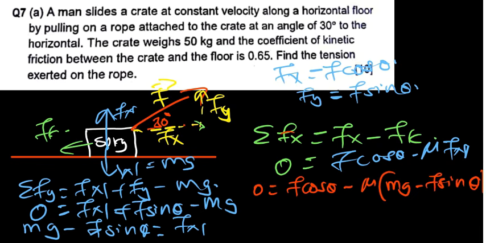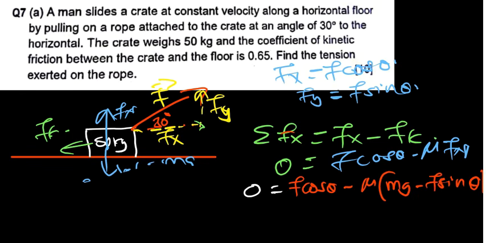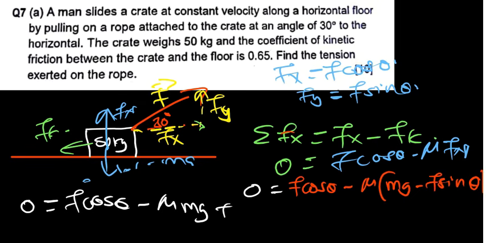Remember, our goal is to find the force, so let's distribute. I now no longer need this, so I can get rid of this. Here we have 0, let's not forget. So we're going to have 0 equal to F cos theta minus mu, I'm just expanding that one, mu mg plus mu F sin theta.